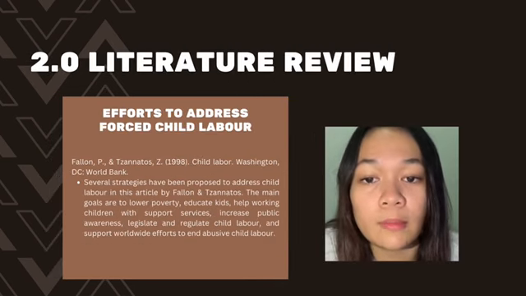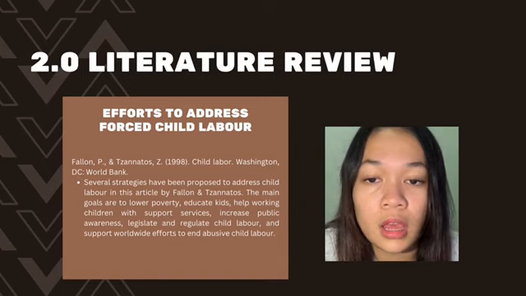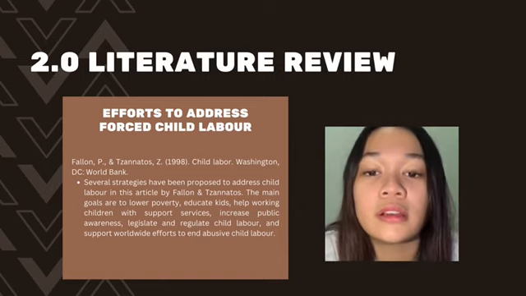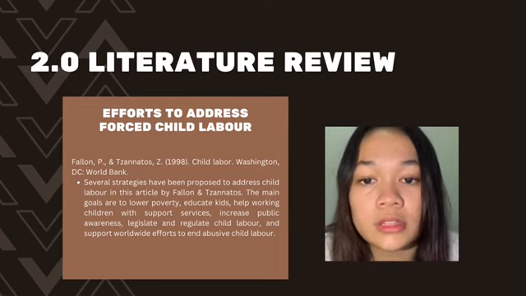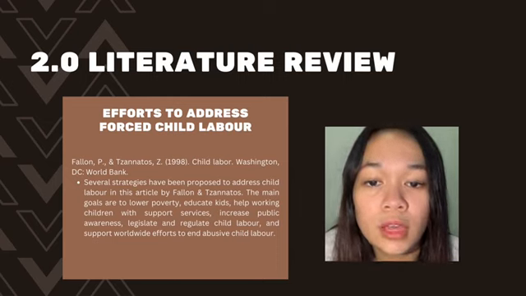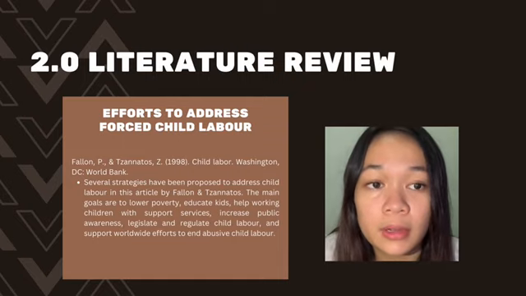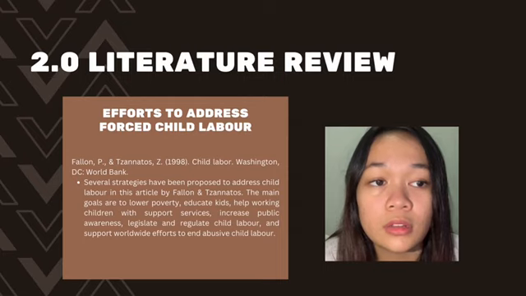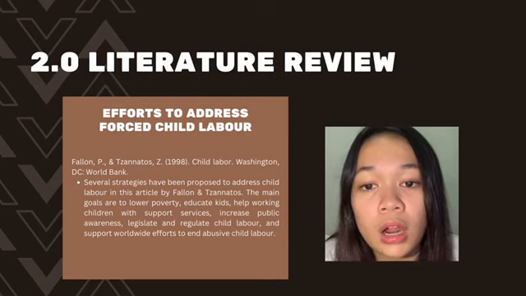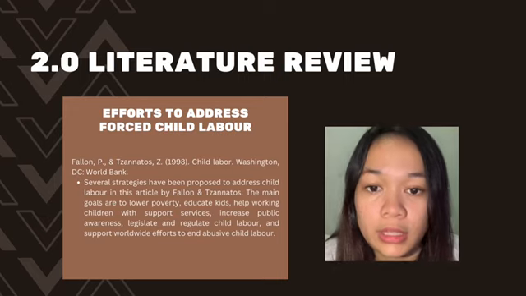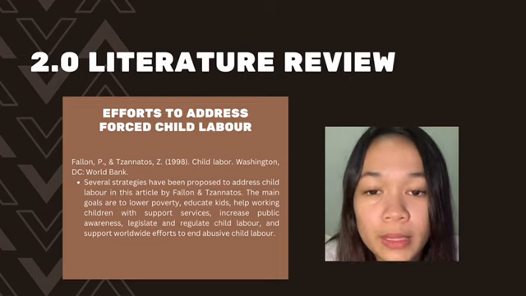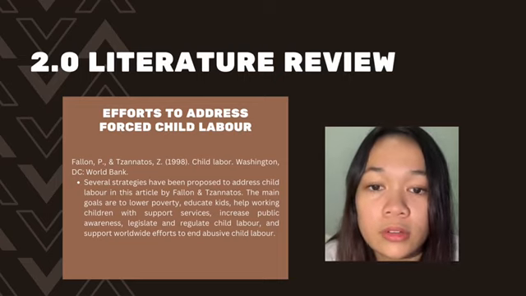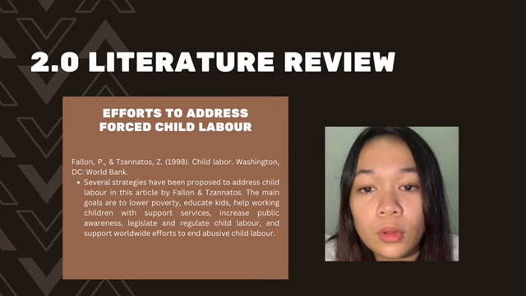Next article is about efforts to address forced child labor. This article is written by Fallon and Zenetos in 1998. The title of this article is Child Labor. There are several strategies proposed to address child labor. In this article, Fallon and Zenetos agreed that the main goals are to lower poverty, educate kids, help working children with support service, increase public awareness, legislate and regulate child labor, and support worldwide efforts to end abusive child labor.